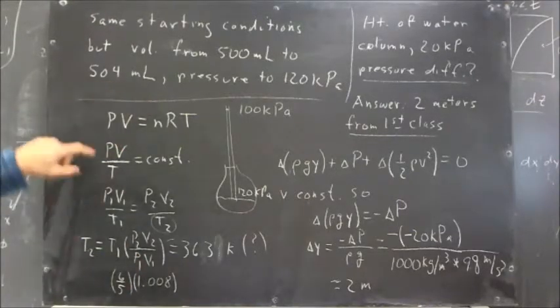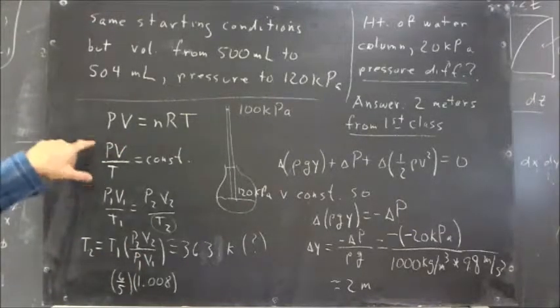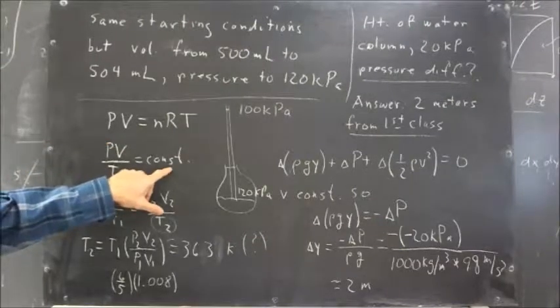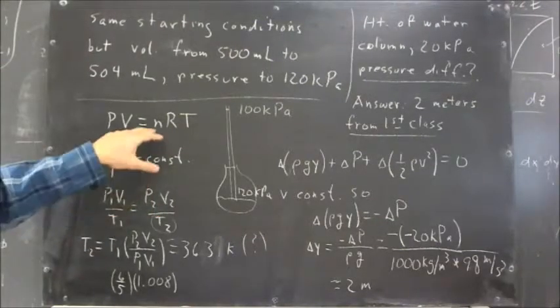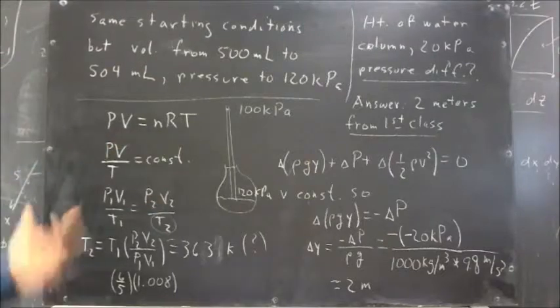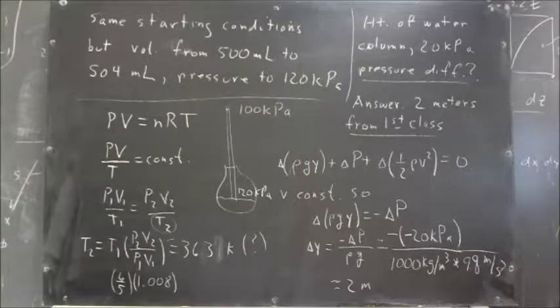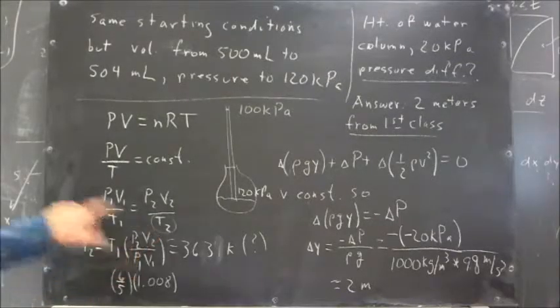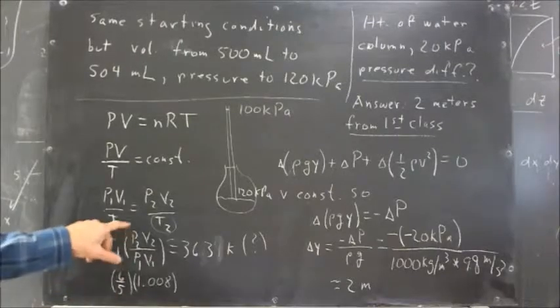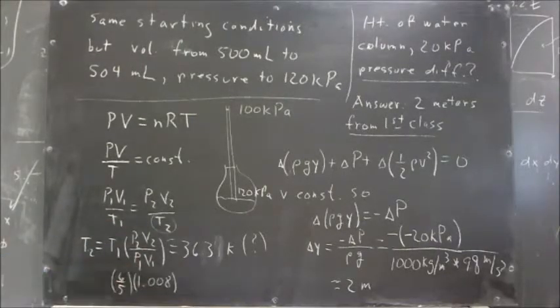Sorry, I had a little brain glitch there. Okay, so PV over T then will be constant, because PV over T is equal to nR, and n and R are both constant, meaning P1 V1 over T1 equals P2 V2 over T2. We could calculate then T2, solving for T2. It's going to be T1 times P2 V2 over P1 V1.